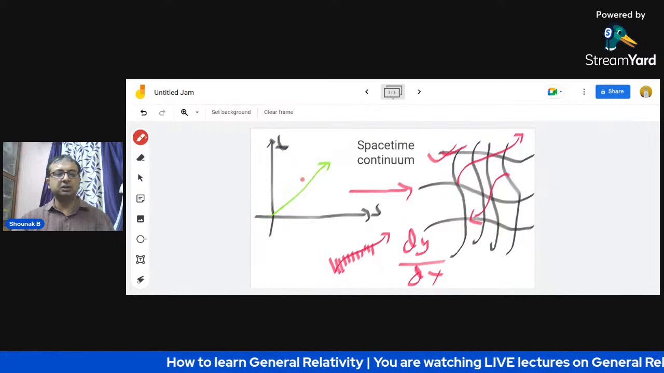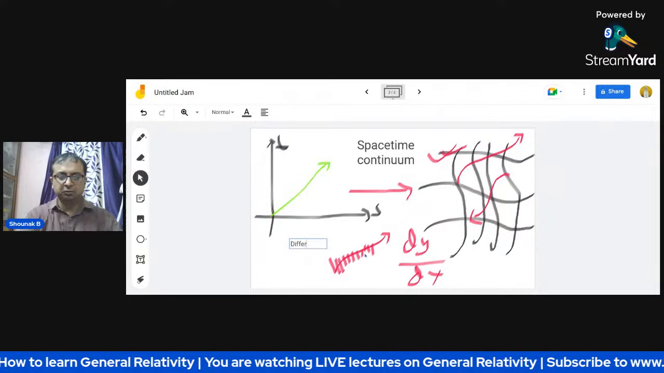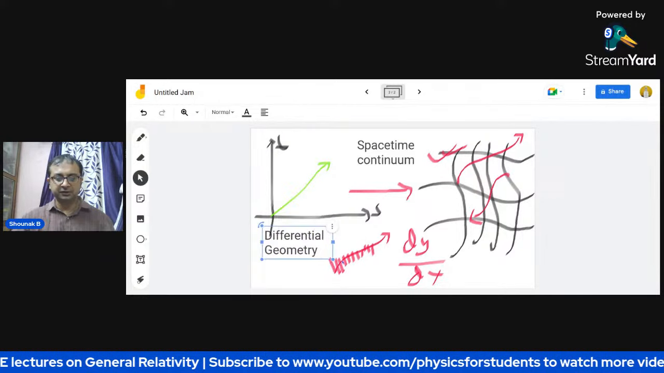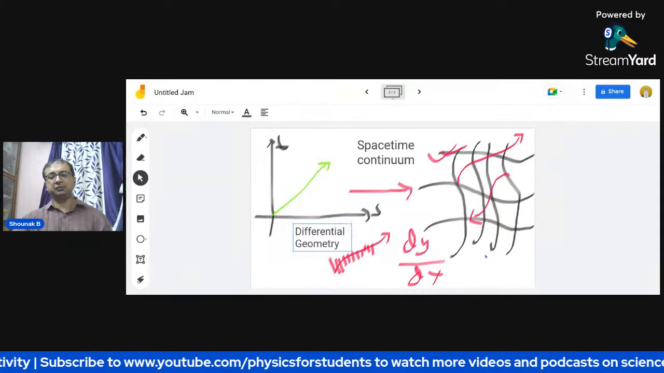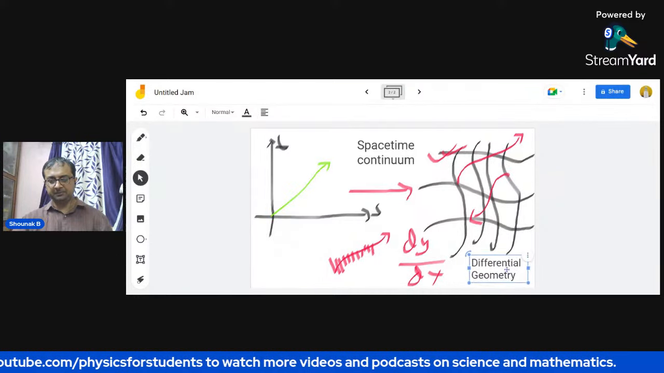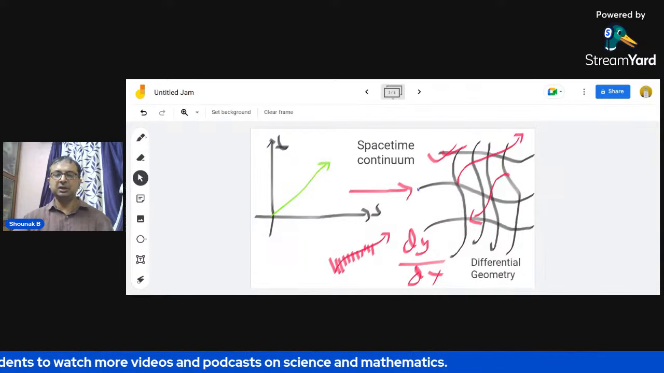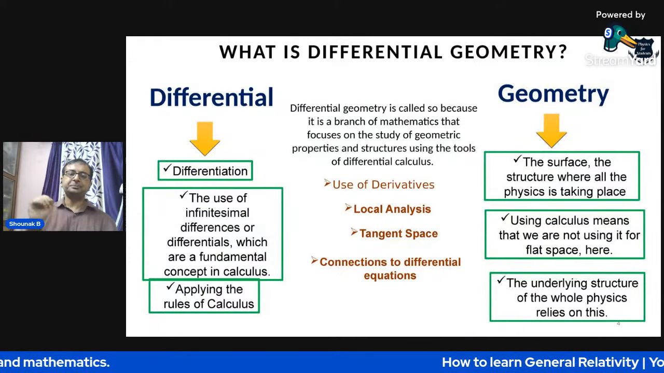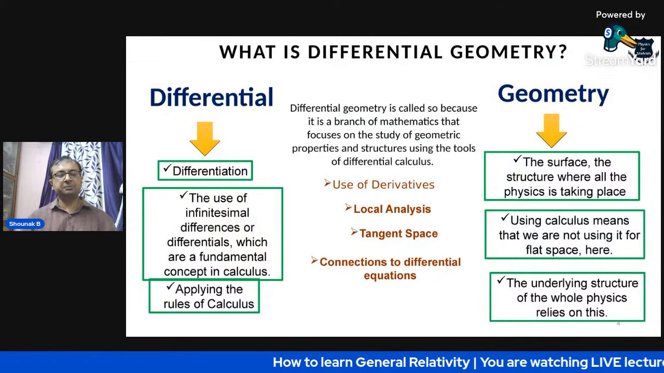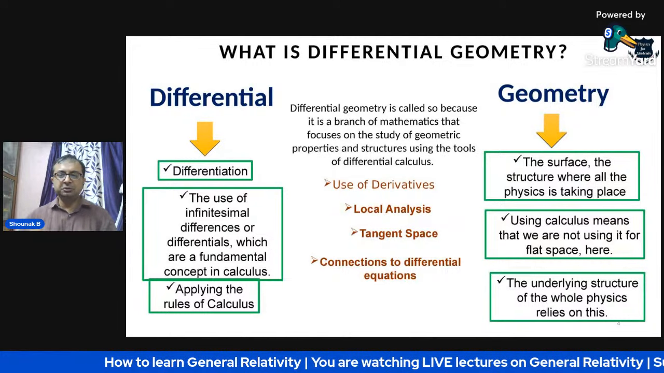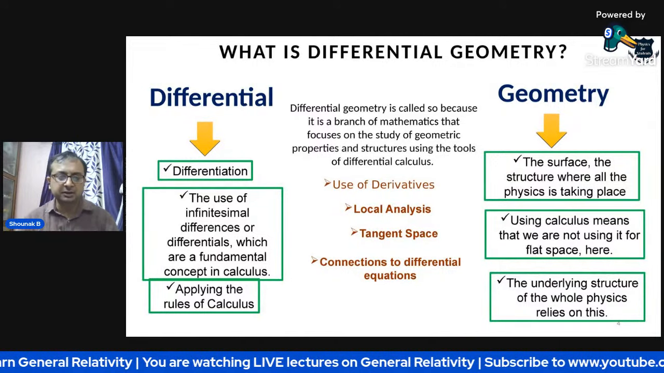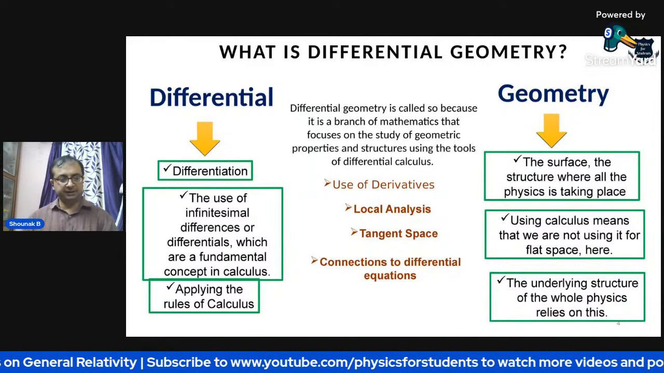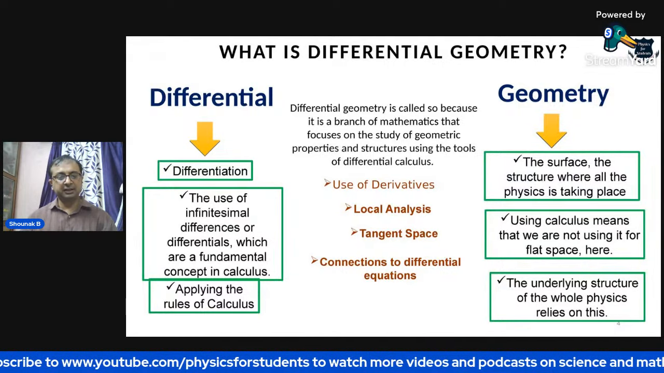Now, in order to do this differentiation, when we are moving from a flat space to a curved space, we need something called differential geometry. The mathematics of differential geometry will allow us to do this kind of differentiation on a curved surface. As you can understand, we use these terms as geometry because it is all about geometry, using calculus, etc. It is a branch of mathematics which deals with properties such as derivatives, local analysis, tangent space, connections, etc.